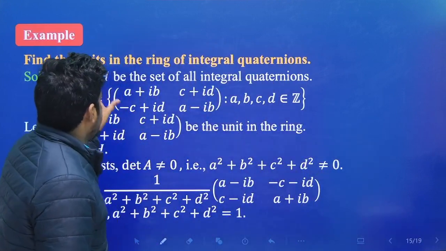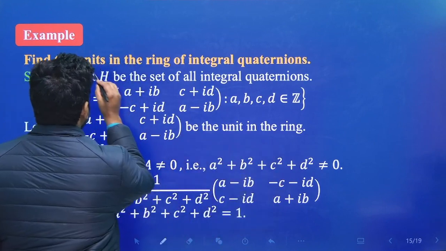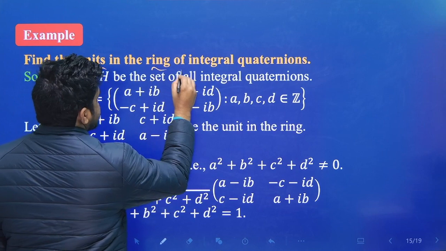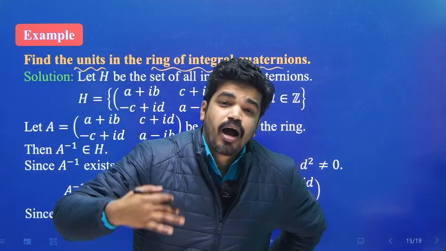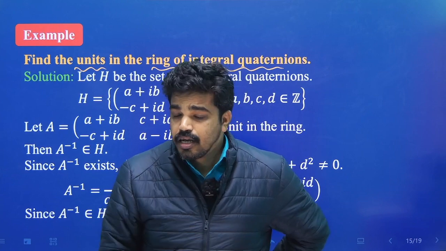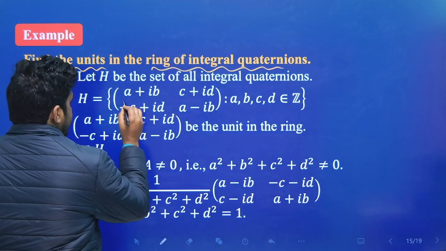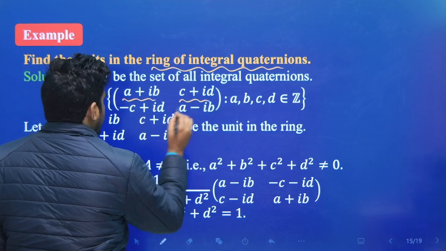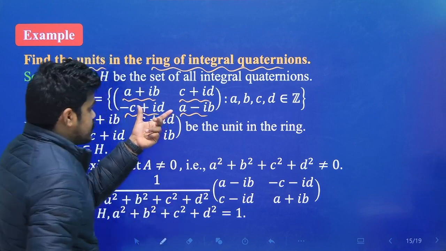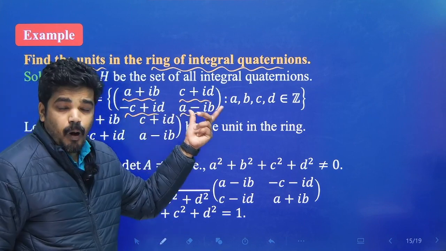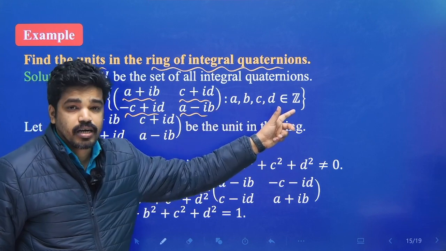সো জাস্ট we have to find the units of the ring of integral quaternions. That means here a b c d are integers, right? So we consider a set H such that a plus ib, c plus id, minus c plus id, a minus ib. So this is the ring of integral quaternions where a b c d are integers.